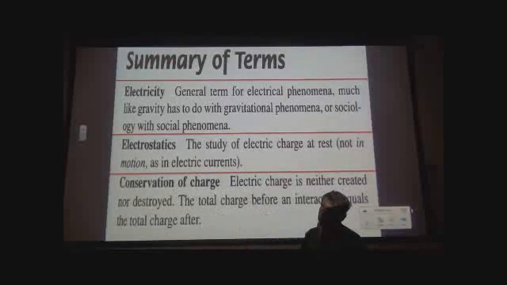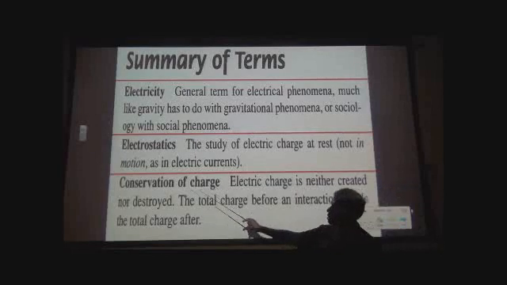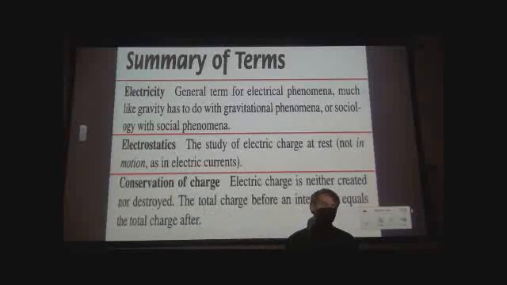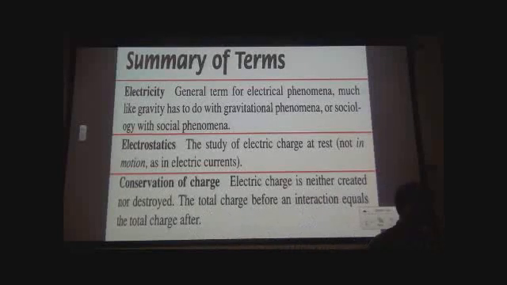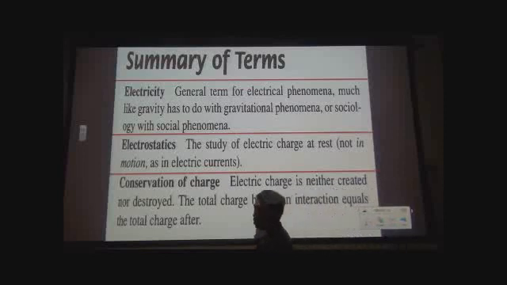Introducing the concept of conservation of charge. Conservation of charge basically means that charge is conserved, which basically means that charge cannot be arbitrarily created or destroyed. Just like we've talked about conservation of energy. Energy cannot be created or destroyed, right, by any physical entity in our universe. So similarly, charge cannot be created or destroyed by any physical entity in our universe.